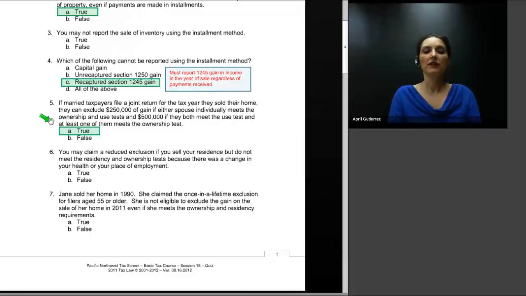Number 5, if married taxpayers file a joint return for the tax year they sold their home, they can exclude $250,000 of gain if either spouse individually meets the ownership and use tests, and $500,000 if they both meet the use test and at least one of them meets the ownership test. Well, that's a true statement. When you have a married couple, they can exclude up to $500,000 of gain as long as both of them occupied the home for 2 out of the last 5 years, and at least one of them owned the home for at least 2 out of the last 5 years. So essentially 5 is true.